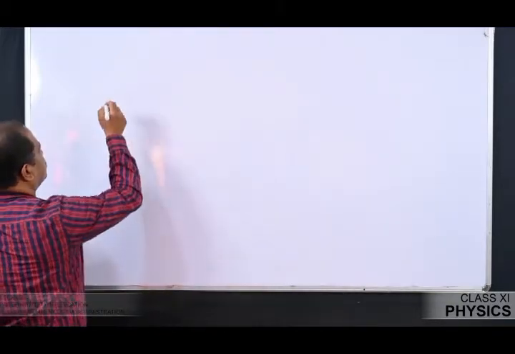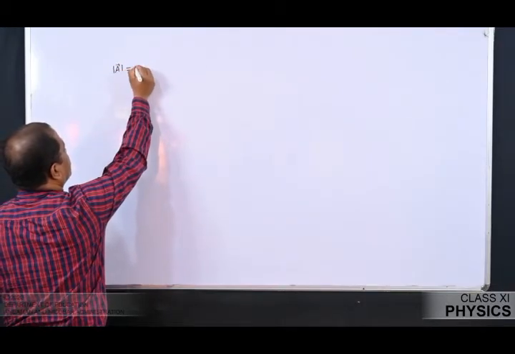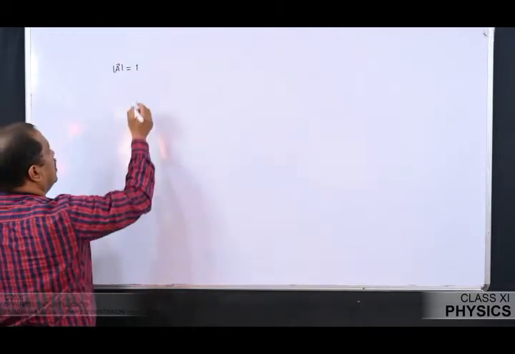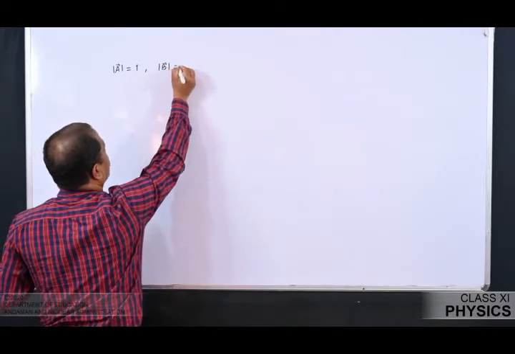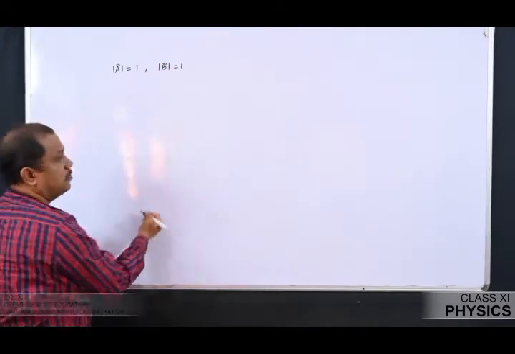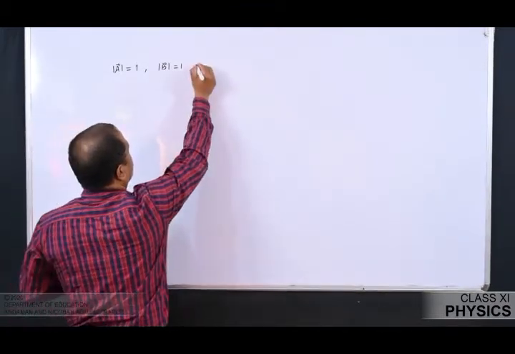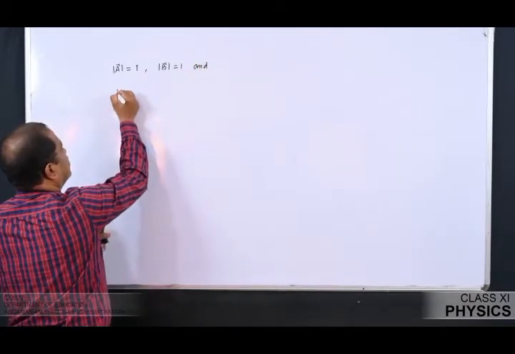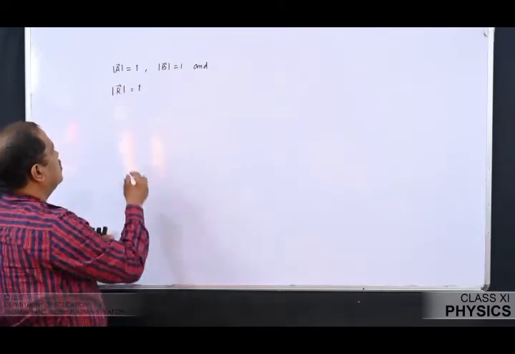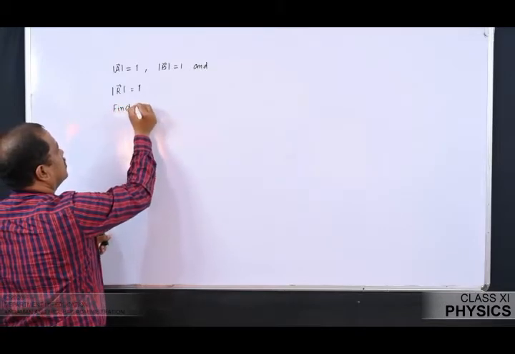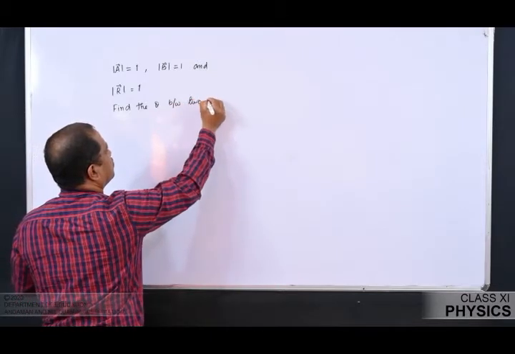I say that I have a vector, say one vector, which is a unit vector. That means its magnitude is 1. Another vector I have, second vector, again the magnitude of this vector is also 1. Unit vector I said. Now I am going to add these two vectors and I am going to get the resultant vector. I said the resultant vector also has the magnitude 1. And the question is, find the angle between two vectors. Find the theta between two vectors. This is our question.